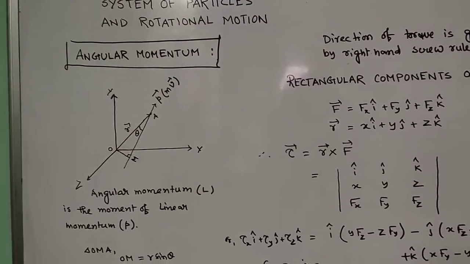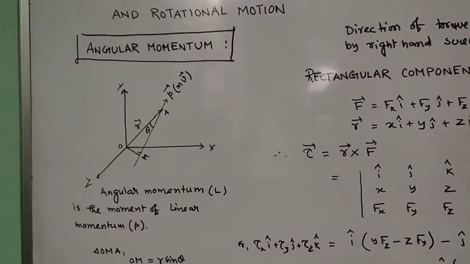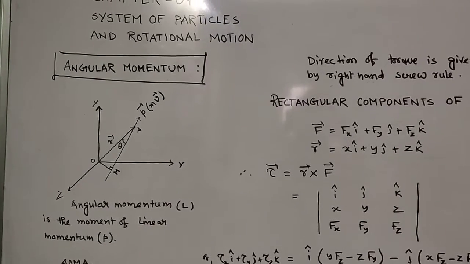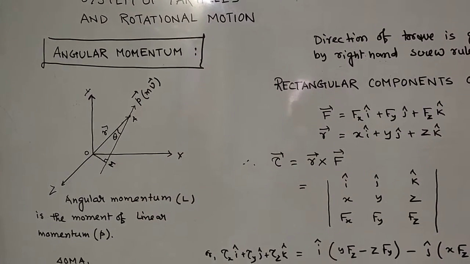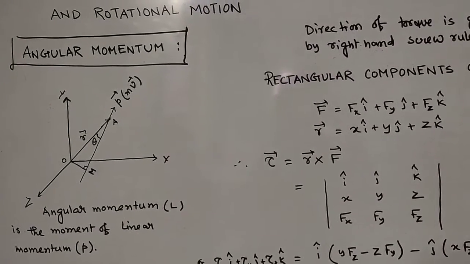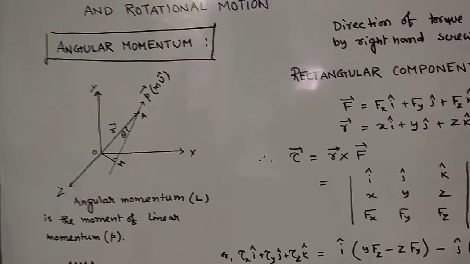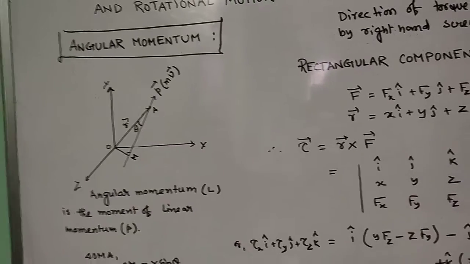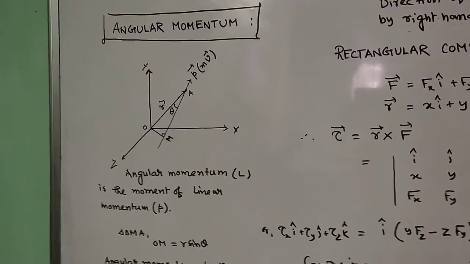Now next, we will define angular momentum. It is the same as that of the torque. In place of force, we have here momentum, that is linear momentum, p vector, which is mass into velocity. Suppose you have a particle whose position vector is r vector, and the particle moves with velocity v vector at an angle theta with the position vector. Then definitely it carries linear momentum, because linear momentum is mass into velocity. So angular momentum is the moment of linear momentum, and torque is the moment of force.